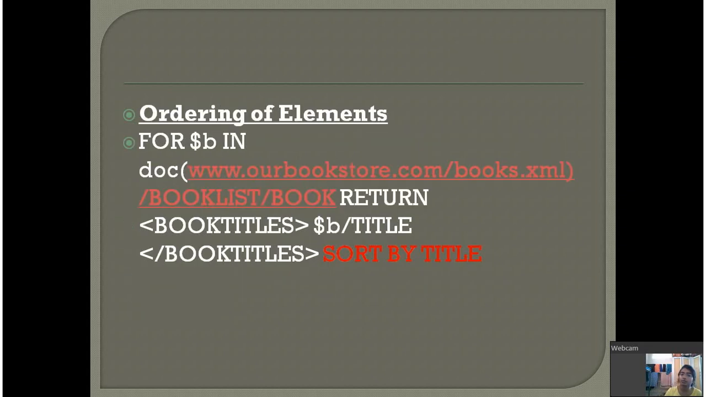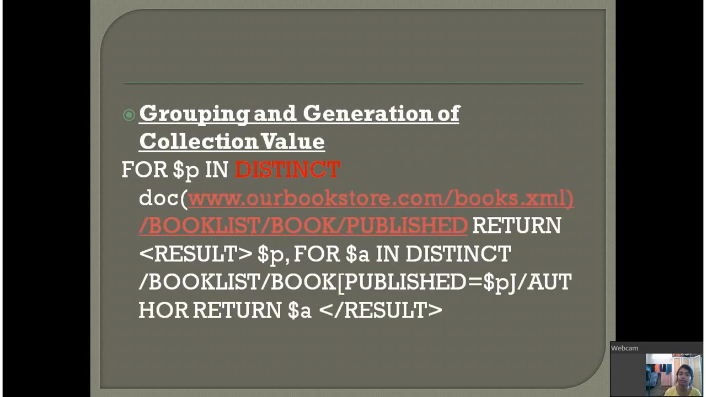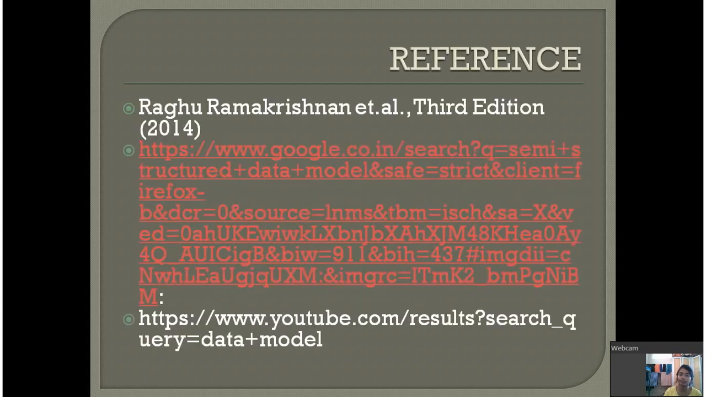And then we can also use ordering. We can also order elements, the same way as in SQL we use sort by. In this query we are sorting the data by title. And then we can also use grouping, and distinct is exactly the same as what we use in SQL. It avoids duplication, and then it is grouped according to author name.